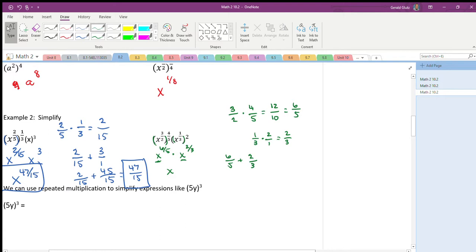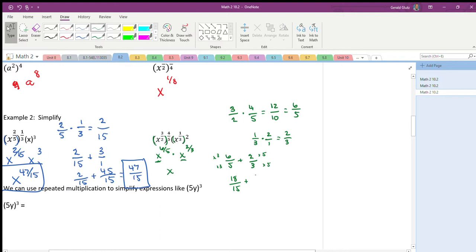In order to add these, I need a common denominator. So what number do 5 and 3 both go into? Well, 5 and 3 both go into 15, because if I multiply 3 times 5, it equals 15. So what do I have to multiply 5 by to get 15? Hopefully you're answering 3. So if I multiply the bottom by 3, I've got to multiply the top by 3. So 3 times 6 is 18, and then 15 on the bottom. What do I need to multiply 3 by to get 15? Hopefully you're saying 5. So I multiply the top by 5 as well.